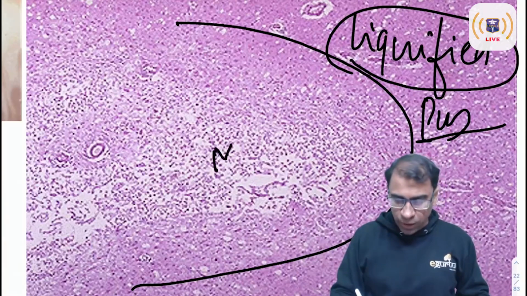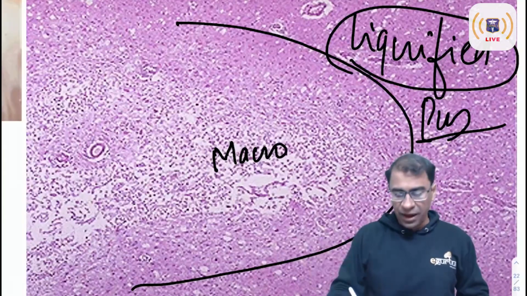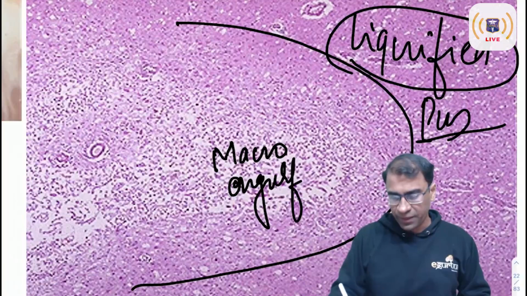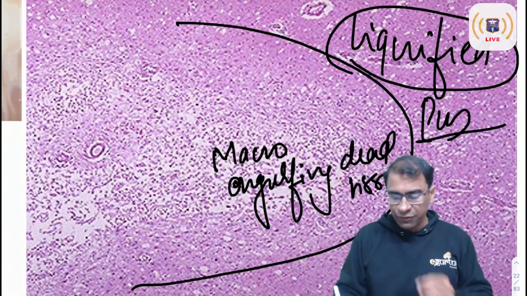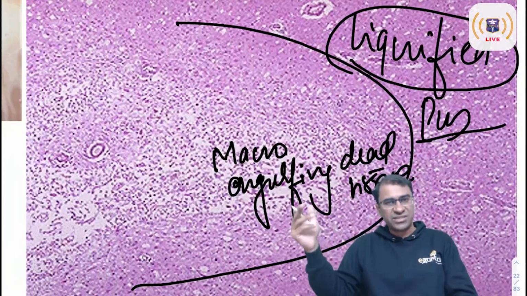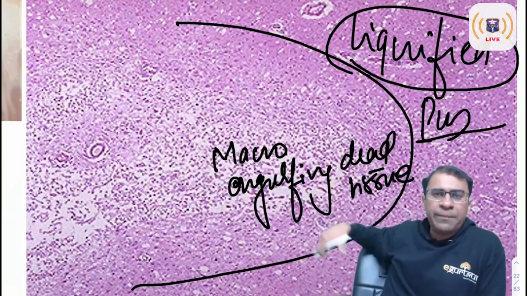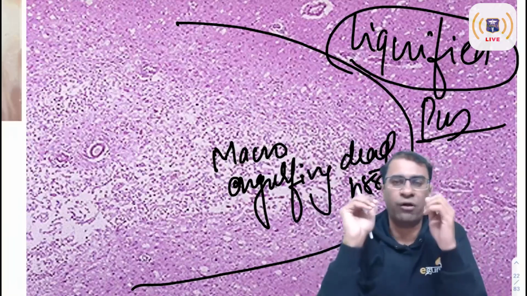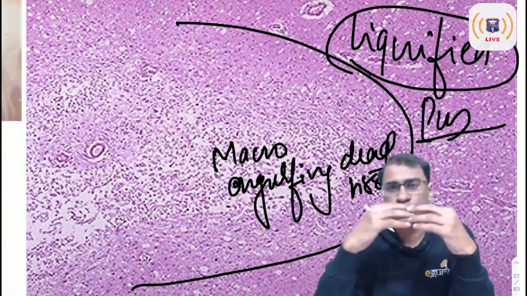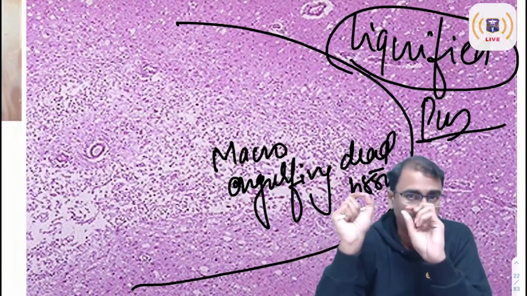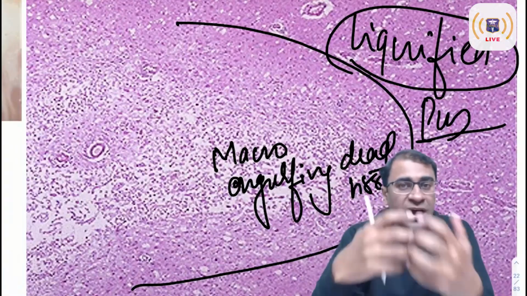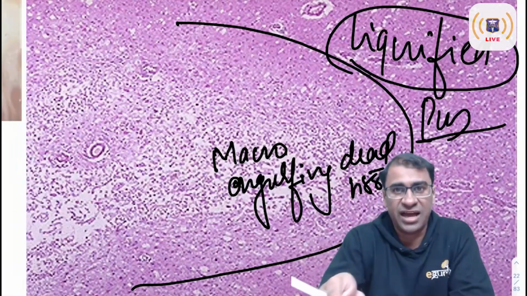This area is showing you macrophage infiltration. The macrophages are engulfing the dead tissue. So ultimately, if you take a biopsy of this after 5-6 days, the entire necrosed tissue will be completely removed by the macrophages, because that is what a macrophage is supposed to do. A macrophage is supposed to remove all the dead tissue, because macrophage is what? It has a scavenging action.